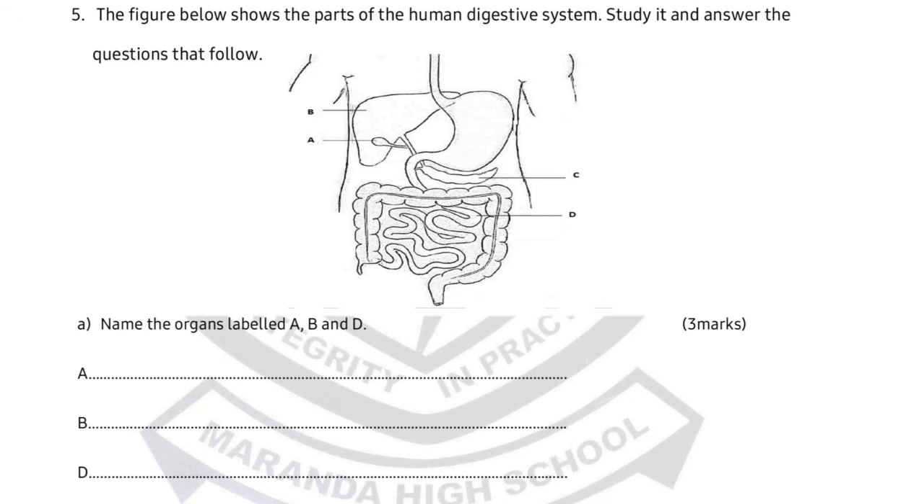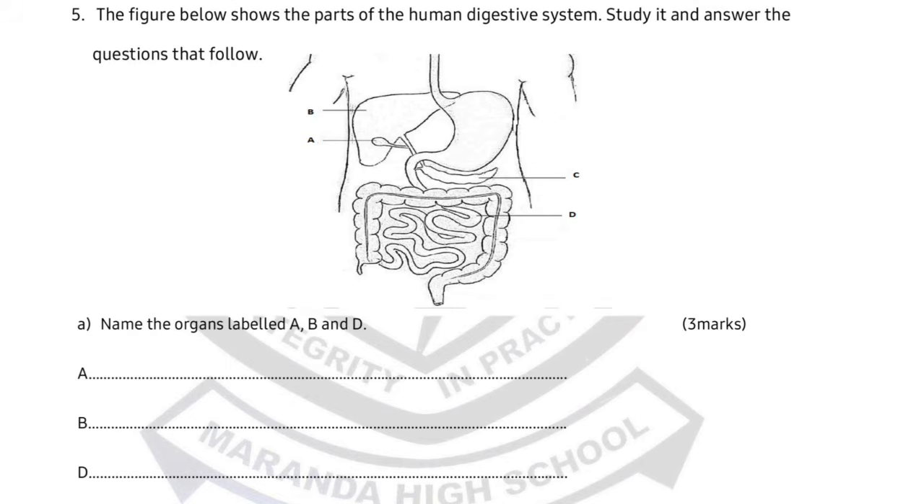Question number 5. The figure below shows the parts of the human digestive system. Study it and answer the questions that follow. Okay, so let's take a moment to observe the diagram. Pause the video and take as much time as you need.